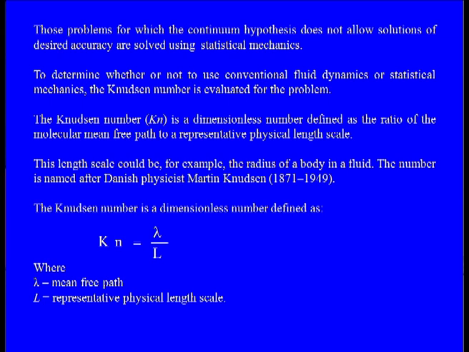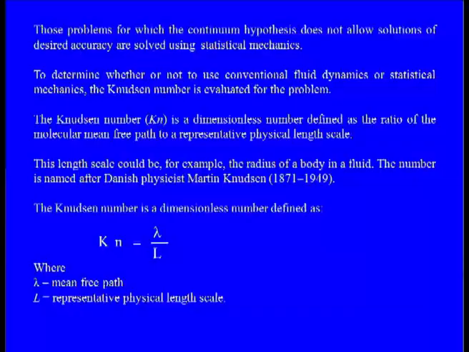To determine whether to use conventional fluid dynamics or statistical mechanics, we need to evaluate a number for the given problem. That number is known as the Knudsen number. The Knudsen number, which is denoted as Kn, is a dimensionless number defined as the ratio of the molecular mean free path to a representative physical length scale. For example, this length scale could be the radius of a body in a fluid. This number is named after Danish physicist Martin Knudsen.